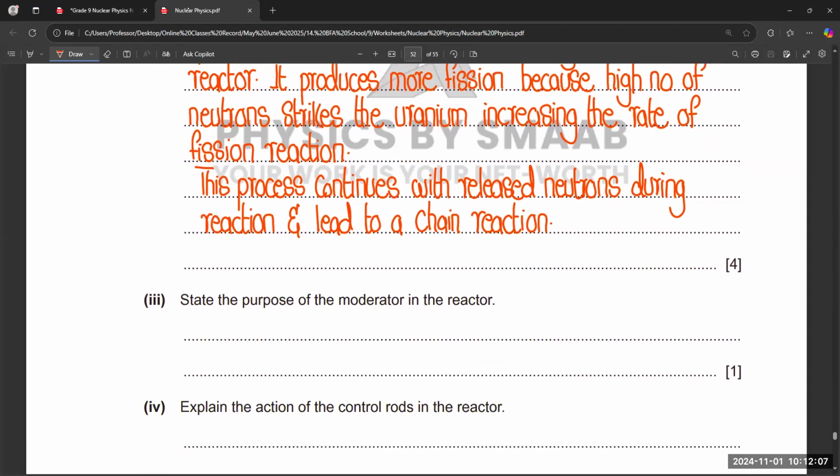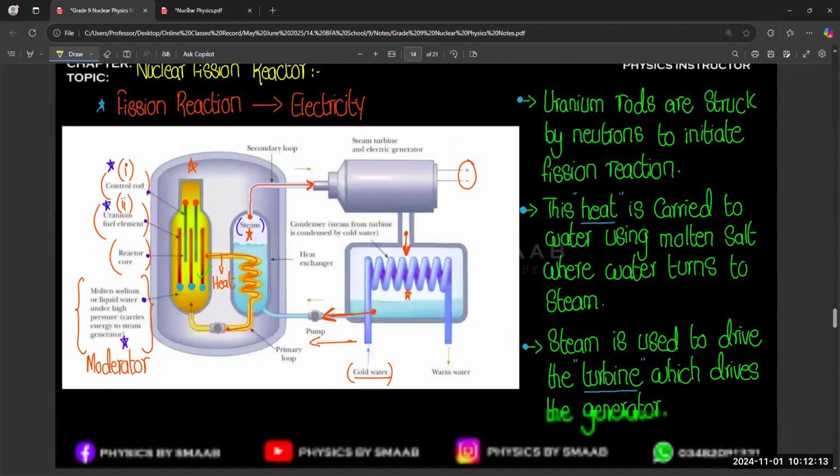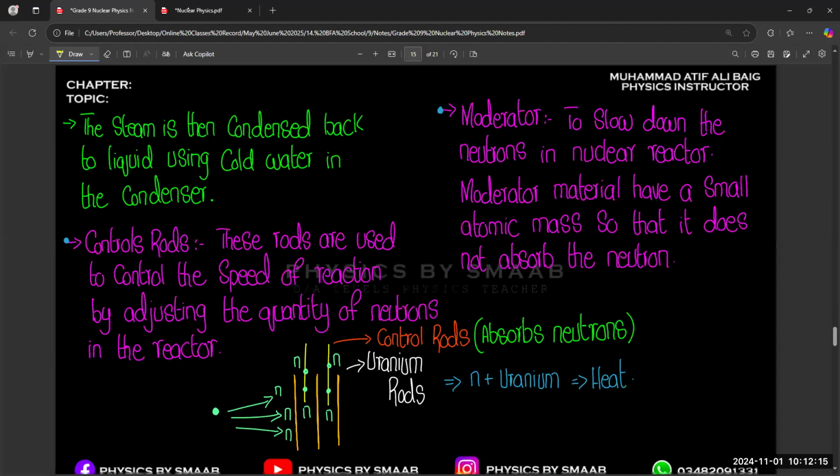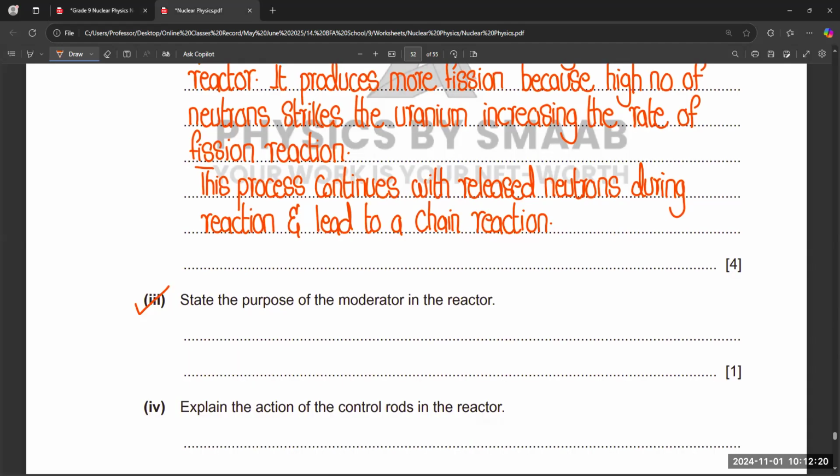And in the third part, state the purpose of the moderator in the reactor. So just like we discussed, that moderator helps to slow down the neutrons in the nuclear reactor. So you just simply need to write to slow down neutrons in the reactor.